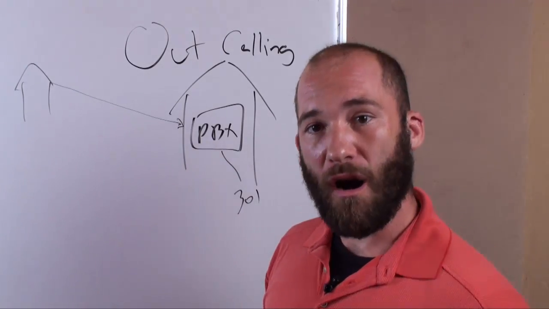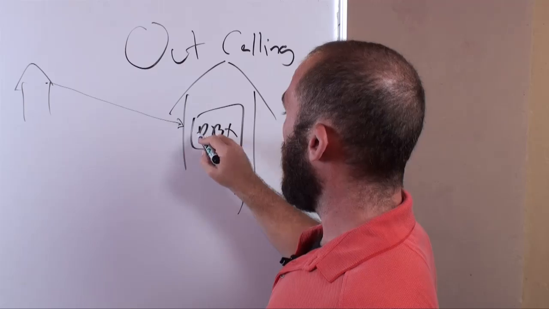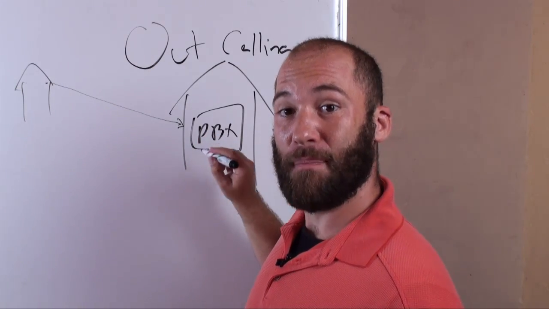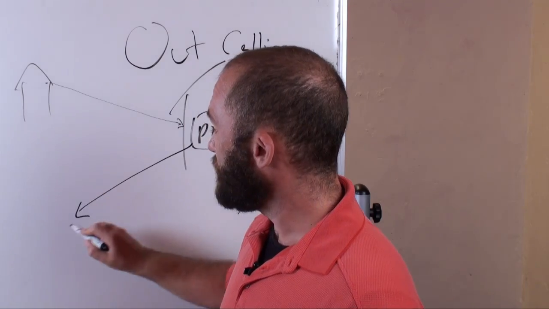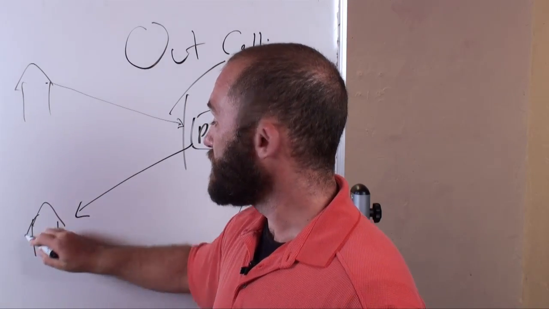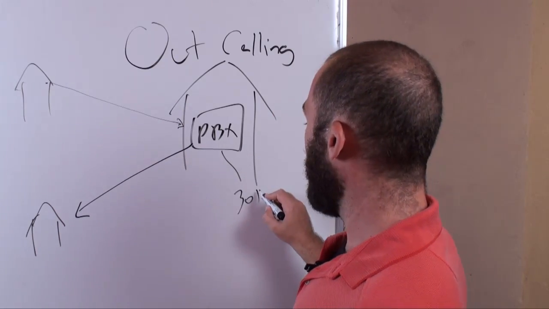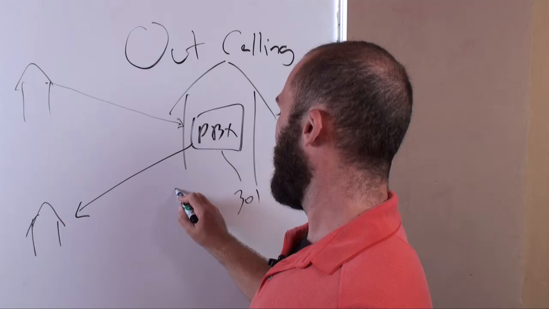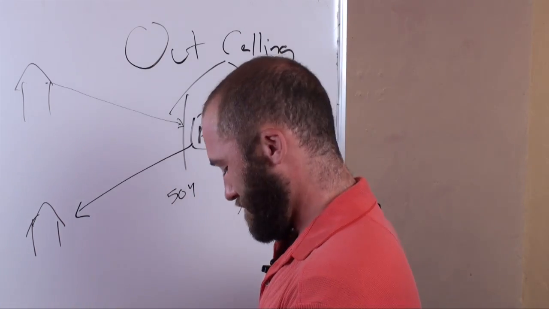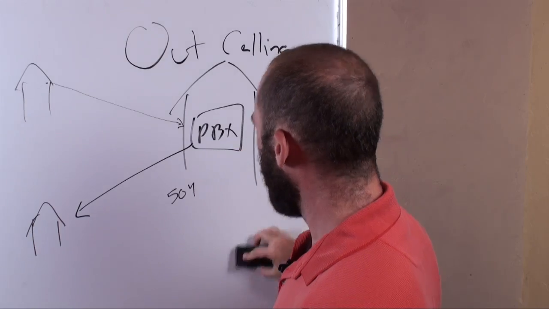Well, what outcalling allows you to do is, if somebody calls into the PBX, the PBX is actually able to route that call out to the outside world. So let's say you have a sales manager or a tech person at extension, just so you don't get confused with 301, extension 504. So they are at extension 504.